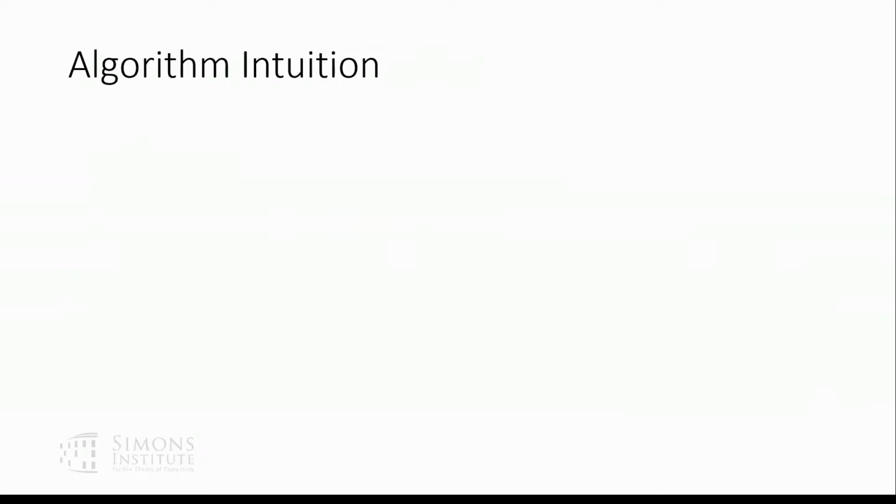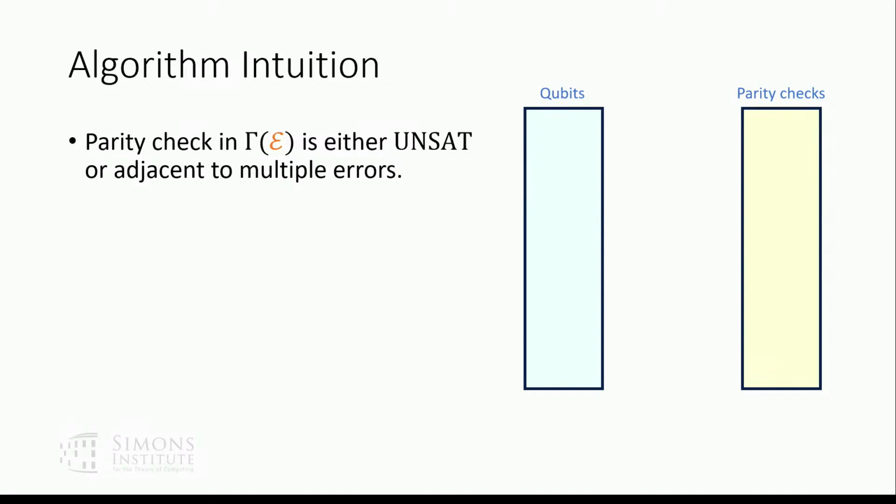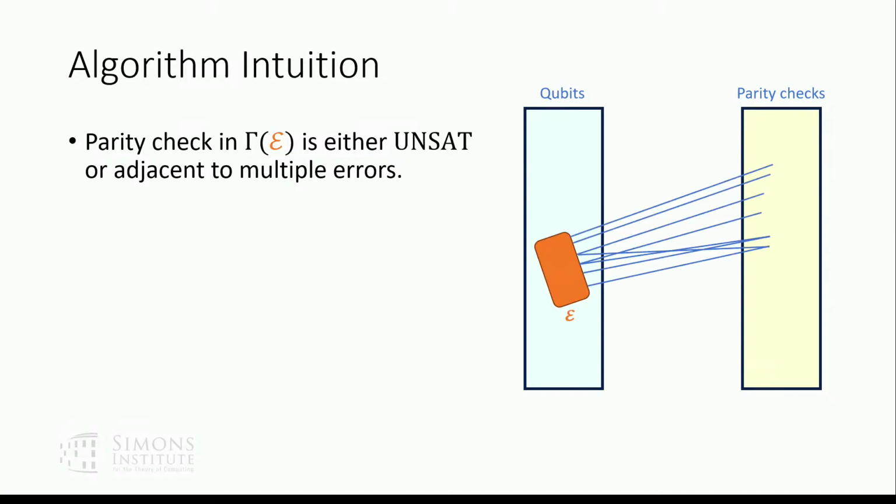So I want to give some intuition for why this seems to work. The idea here is that every parity check in the neighborhood of an error can either be unsatisfied or be adjacent to many errors. Because the graph is expanding, many parity checks are going to be unsatisfied, and this is how the algorithm starts.